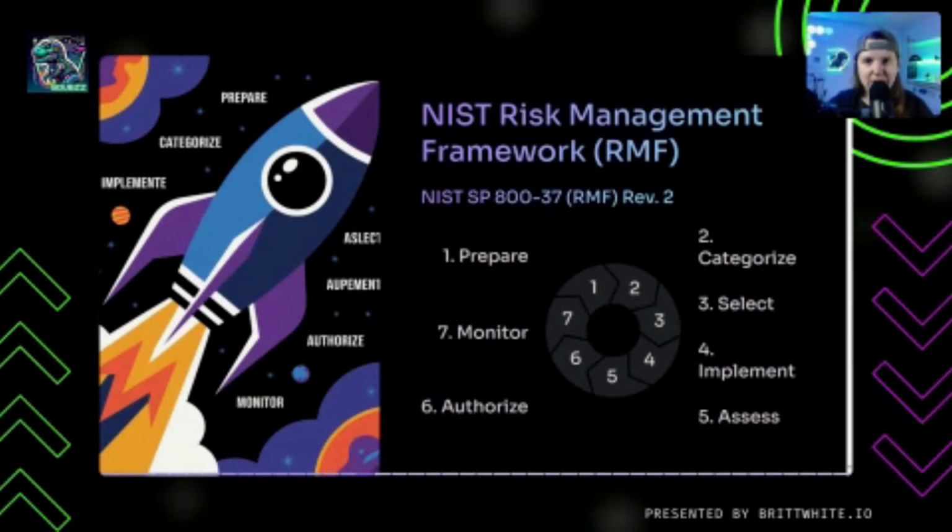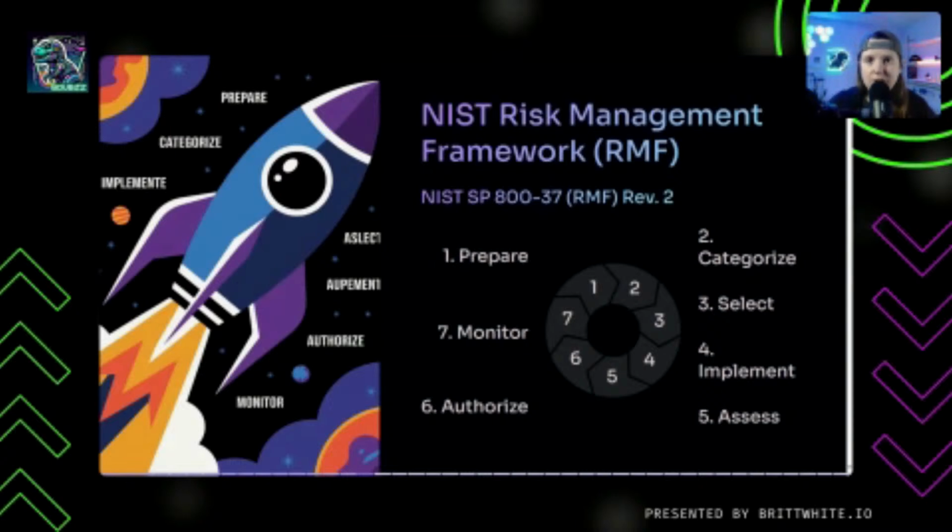Fourth, implement. Implement the selected security controls. Configure and deploy controls within systems. Document implementation details in security and privacy plans. Thorough documentation is key here. Fifth, assess. Assess your implemented security controls. Determine if controls are implemented correctly, operating effectively, and meeting security requirements. Develop and execute a security assessment plan, and then document your findings.